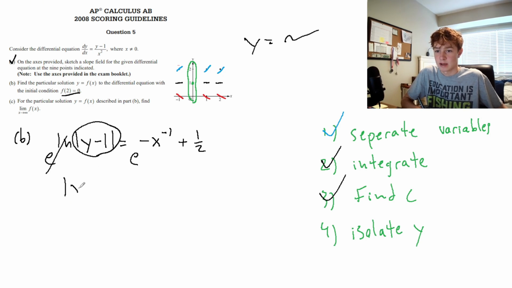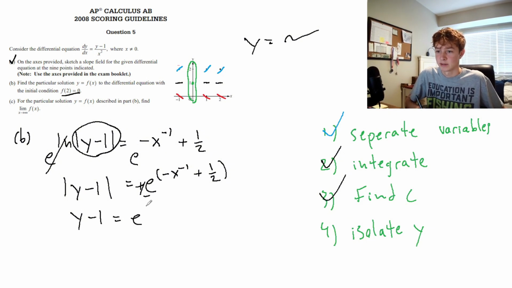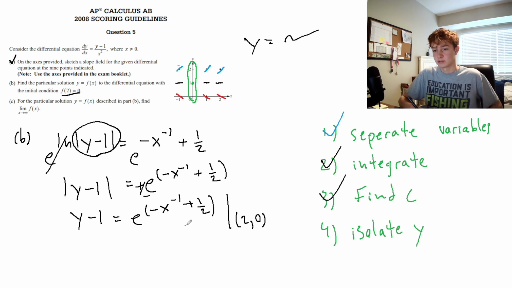So now we're going to have the absolute value of y minus 1 equals e to the power of negative x to the power of negative 1 plus 1/2. So what we can do from here is test both when this is positive and when this is negative, because this is absolute value, so we have to test positive and negative. So let's start by doing y minus 1 equals positive e to the power of negative x to the power of negative 1 plus 1/2. So the way we can test it is using our initial condition again of x is 2 and y is 0. So let's go ahead and plug that in.